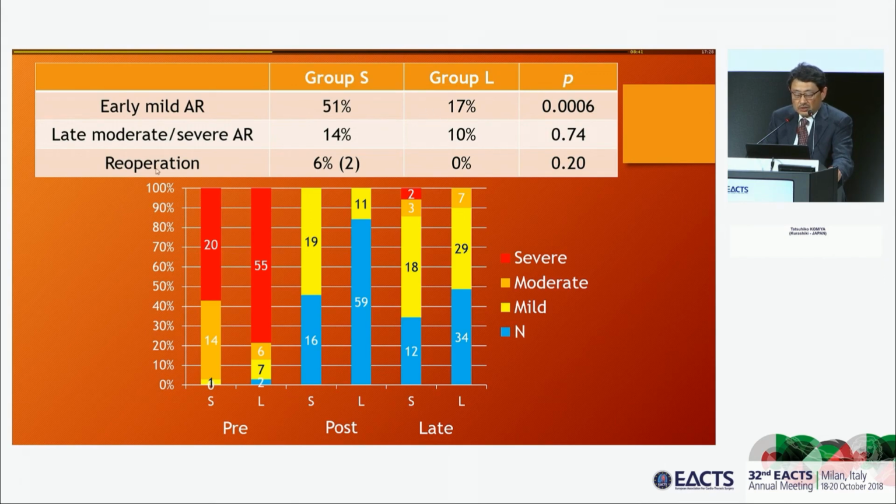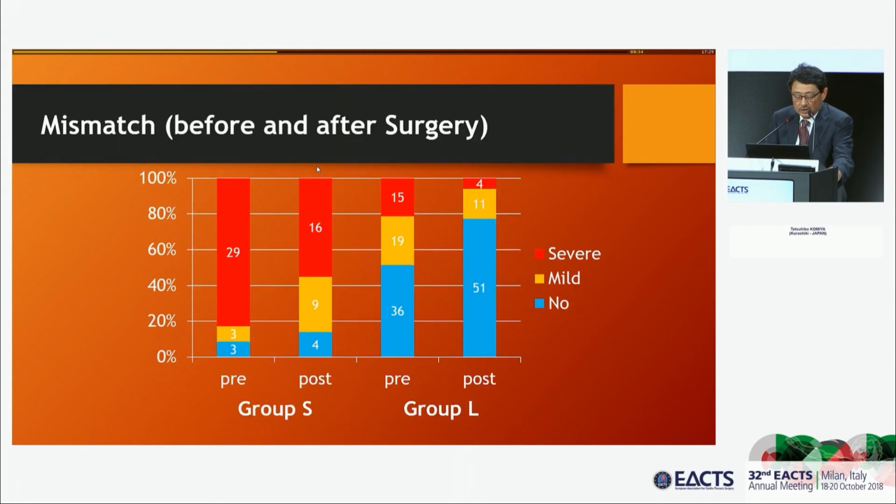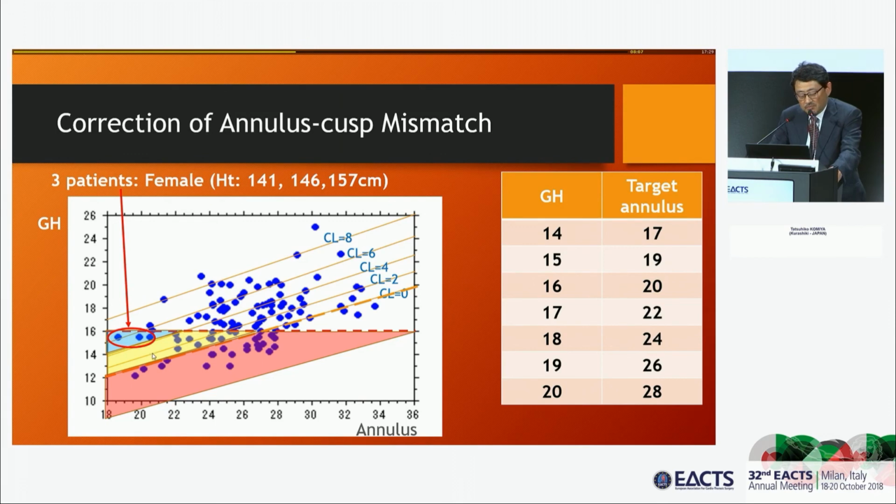2 patients underwent reoperation in group S. There is a great difference about mismatch. The patients in group S had 80% severe mismatch, and even after the surgery, 50% have still severe annular cusp mismatch. On the contrary, in group L, severe mismatch is only 20%. Some patients in group S, these 3 patients, all female and short patients, had no annular cusp mismatch, but most of the patients in group S had annular cusp mismatch.